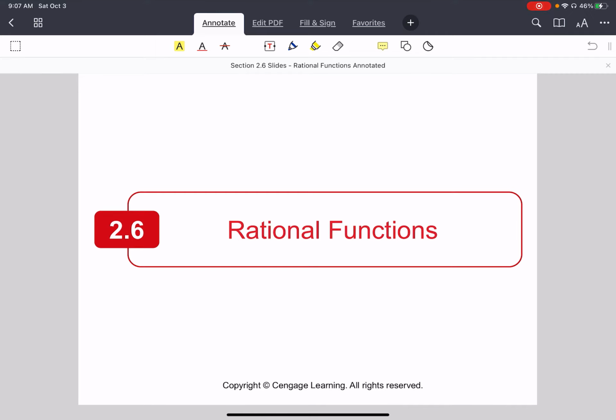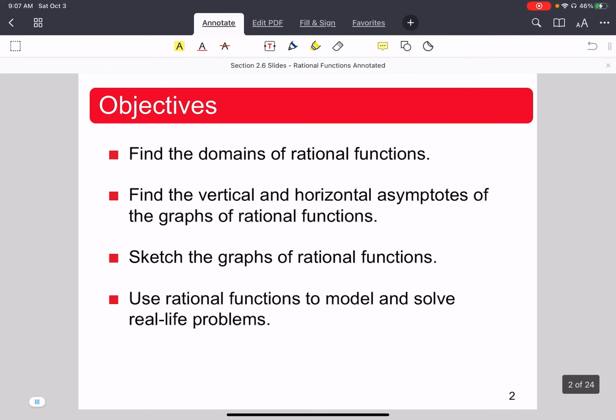In this video, I will be introducing the idea of rational functions, and then we're going to learn some characteristics of these types of functions, and then we're going to learn how to sketch rational functions. So here is the list of objectives: finding domains of rational functions, finding the vertical and horizontal asymptotes of these graphs, sketching rationals, and then maybe using rationals to solve problems.